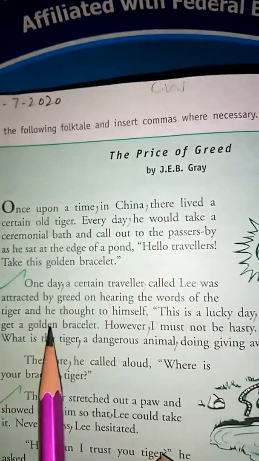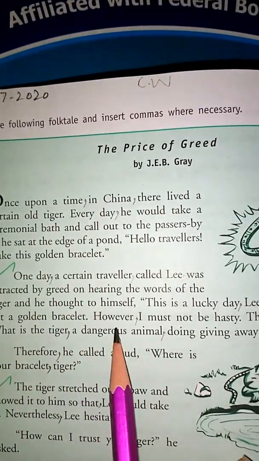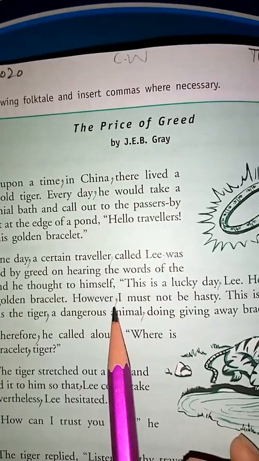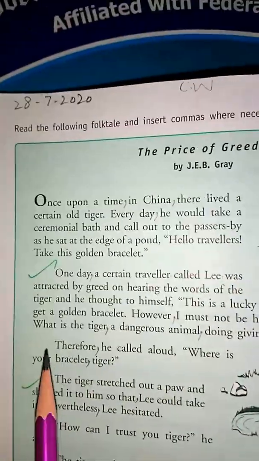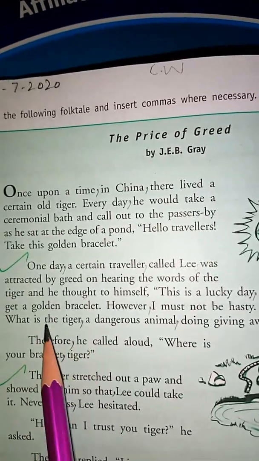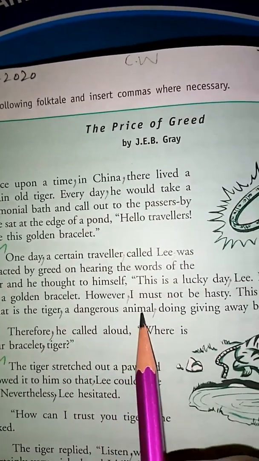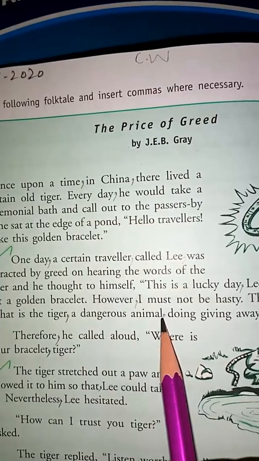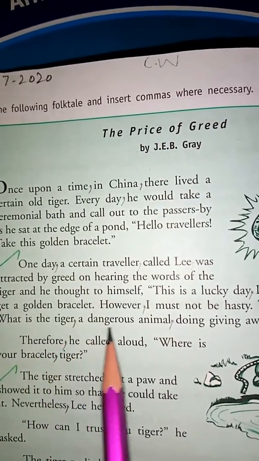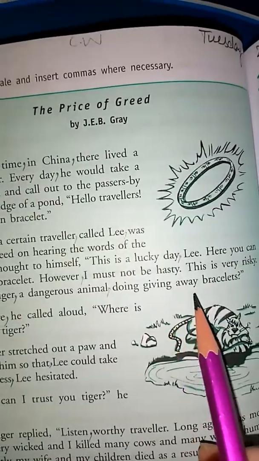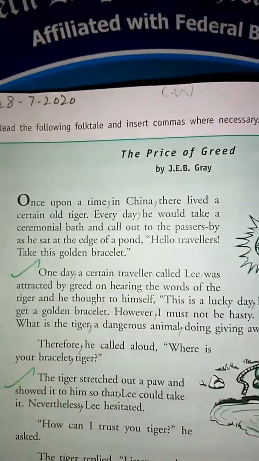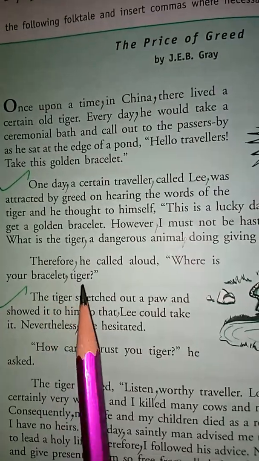Here you can get a golden bracelet. However, use comma after however. I must not be hasty. This is very risky. What is the tiger? Use comma after tiger. A dangerous animal. Use comma after it because this is describing more about the tiger and this is a noun phrase. Giving away bracelets. Then, therefore, use comma after therefore.